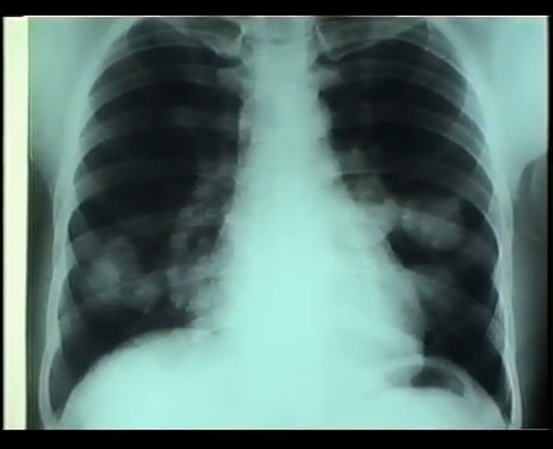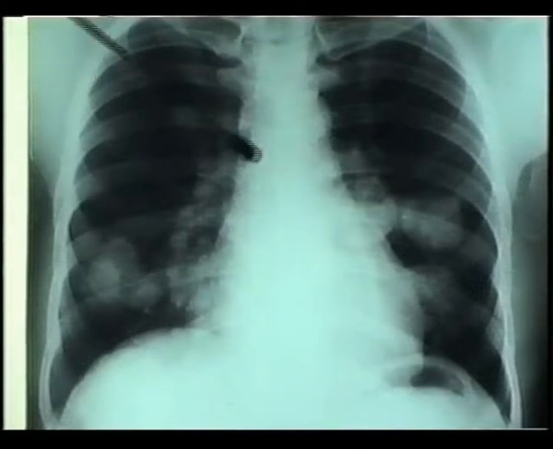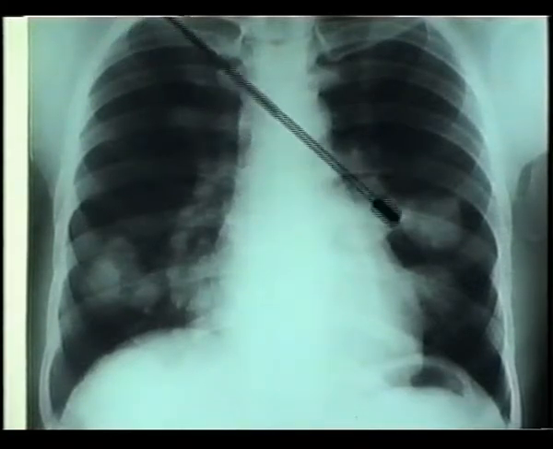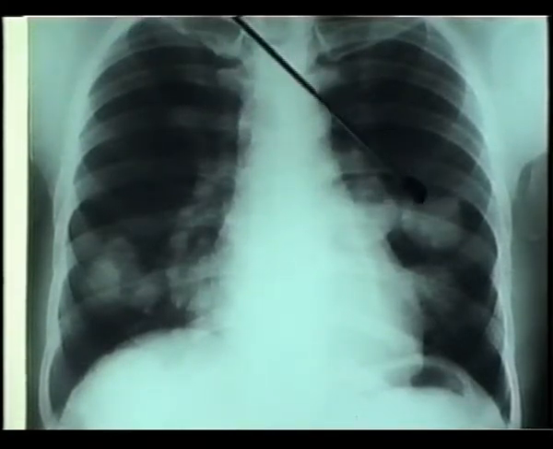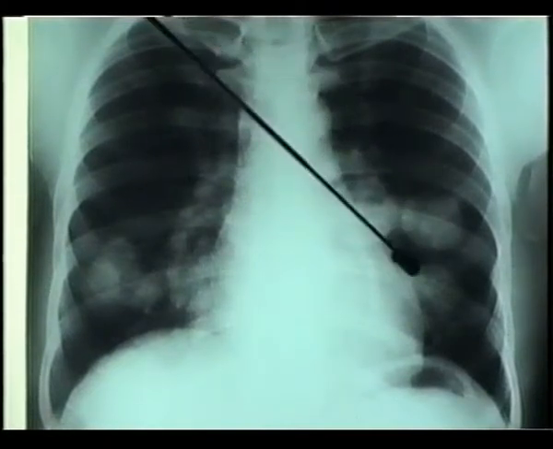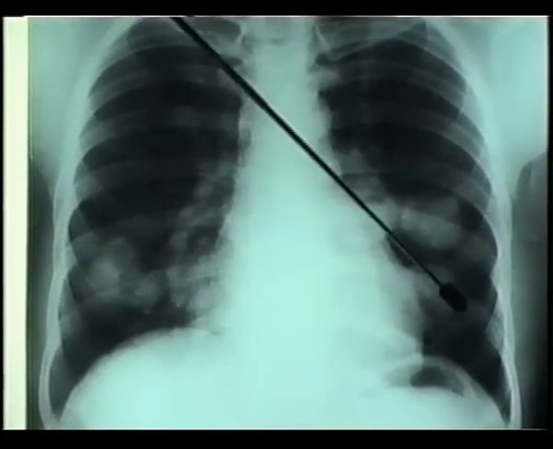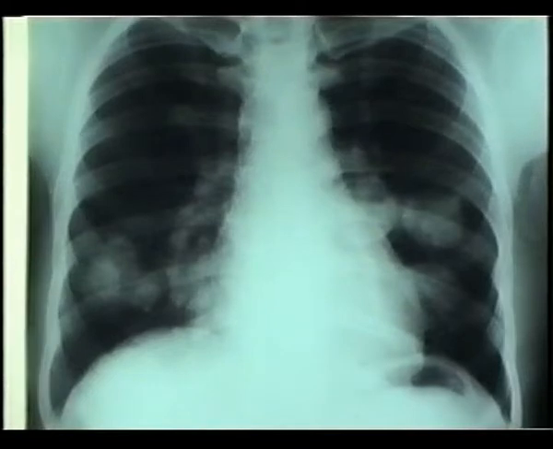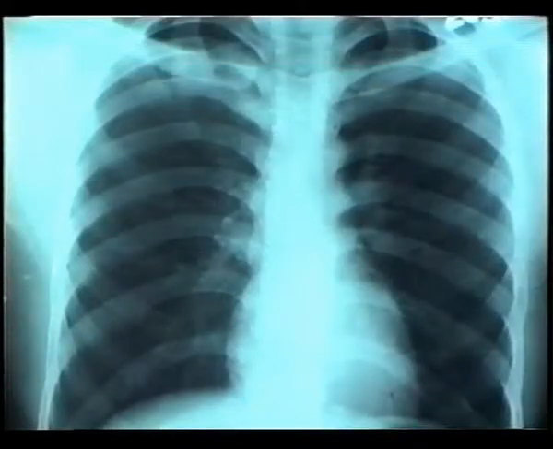This patient presented with hemoptysis. He had multiple rounded opacities of different sizes. These are called cannonball secondaries. In this patient, the primary was in the testicle.